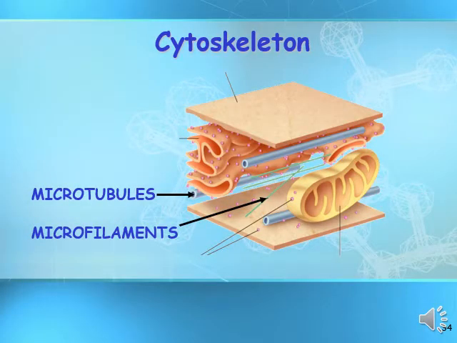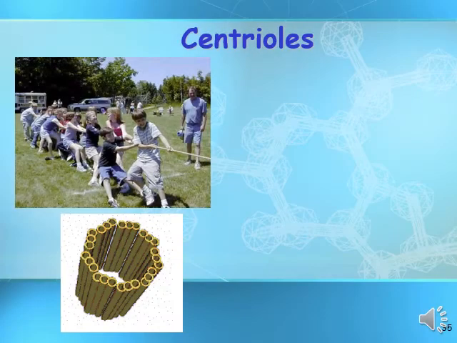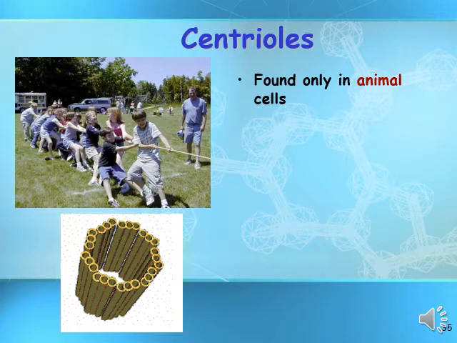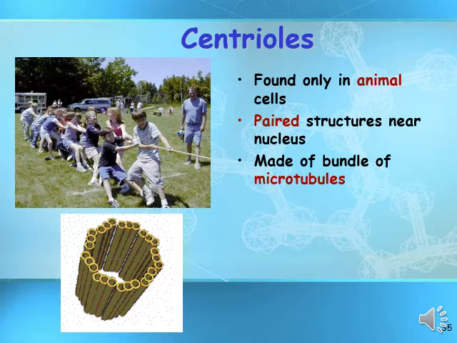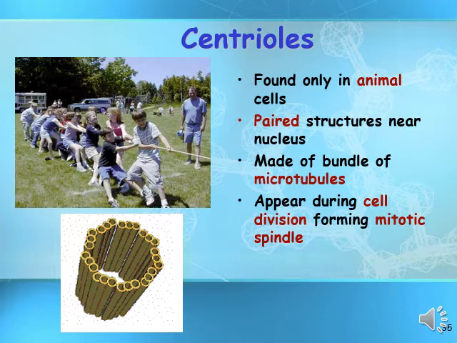These are the microtubules and these are the microfilaments. All these together constitute the cellular skeleton. Here you can see the centrioles found only in animal cells, but plant cells contain no centrioles. They are paired structures near the nucleus. You can see these organelles found near the nucleus. They are made of bundles of microtubules.